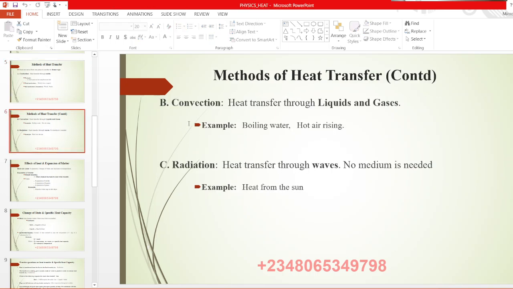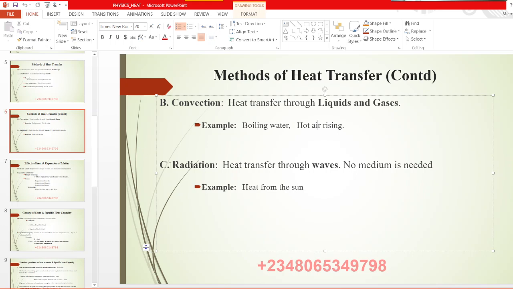Another method of heat transfer is now common with liquids. Heat transfer through liquids and gases is called convection. I'm going back to our boiling water. When we put water inside a pot and we switch on the energy of our gas cooker, the pot conducts the heat energy, and the water starts boiling. Now the heat transferred to that water is called convection. So any form of heat that transfers through liquids and gases is called convection.